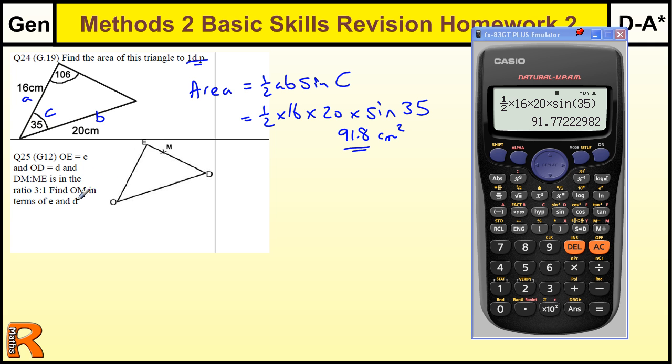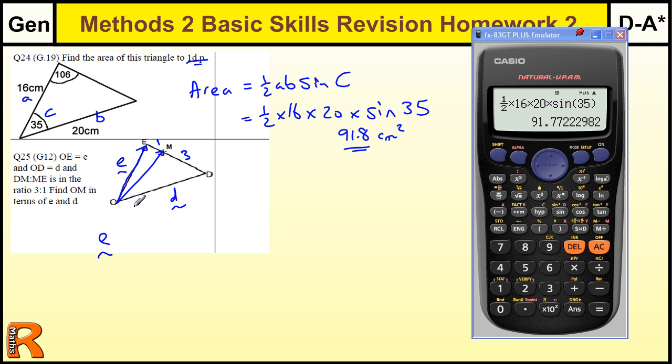The last question is a vectors question, question 25. We are told that the vector OE is E and the vector OD is D. M is a point on ED such that D to M is 3 and M to E is 1, in a ratio of 3 to 1. Find OM in terms of E and D. So we want to find this vector in terms of these two. So what we need to do is we need to get onto the line. Now we can either go via E or we can go via D. We're going to go via E.